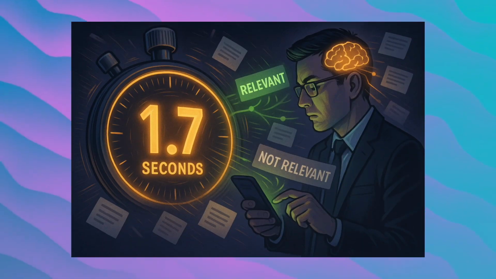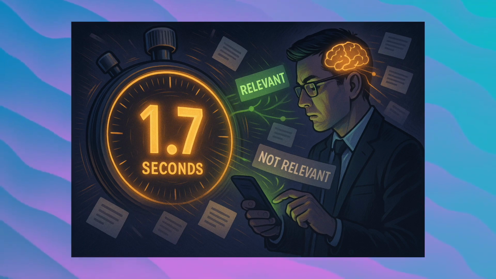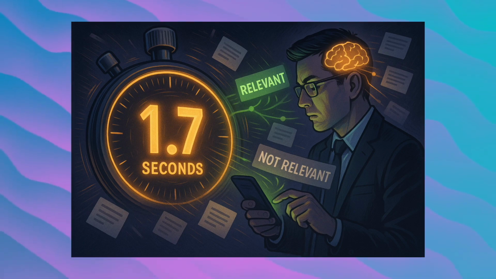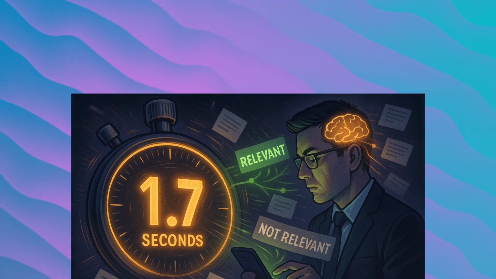But here's the crucial part. You have about 1.7 seconds to trigger one of these neural responses before someone's brain decides your content isn't worth their attention. That's not a metaphor, that's actual research on how quickly our brains make relevant decisions. This is why so much LinkedIn content fails. It's not bad content necessarily, it's just content that doesn't quickly signal value to the brain's attention filtering system.